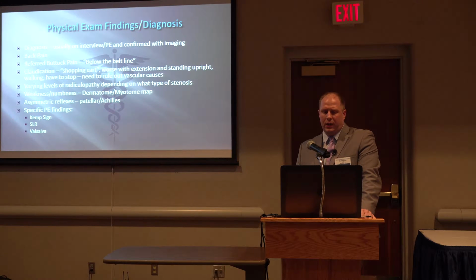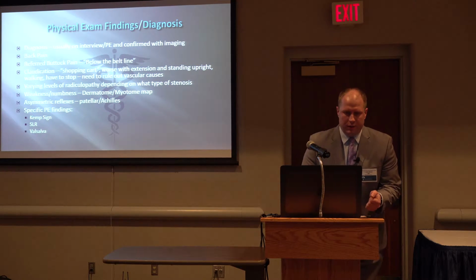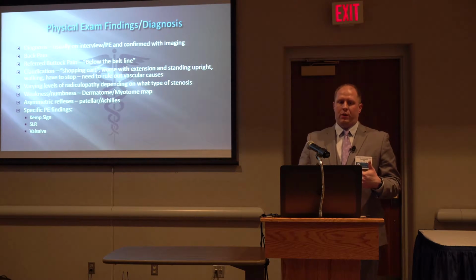There are 2 different types of claudication. In central stenosis, you're going to affect multiple different nerves, and that's going to lead to what's called neurogenic claudication. This is the person that you see at Target or wherever, leaning over the shopping cart and walking, but if you took that shopping cart away and they had to walk around the store, they wouldn't be able to do that.